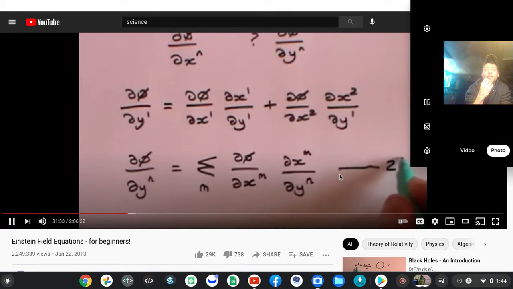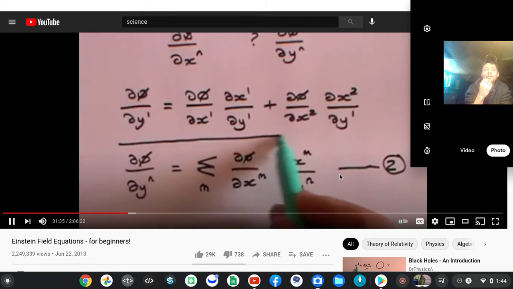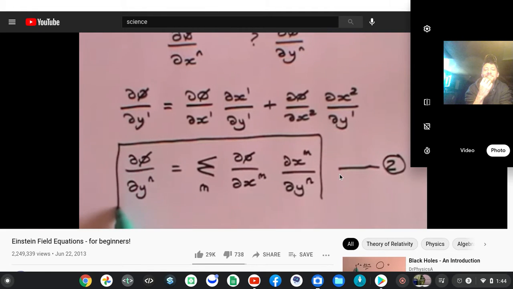This is equation number 2, and I'll put a box around that as well.